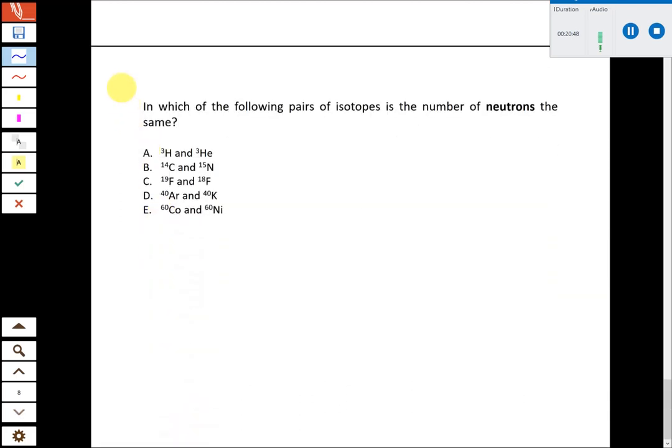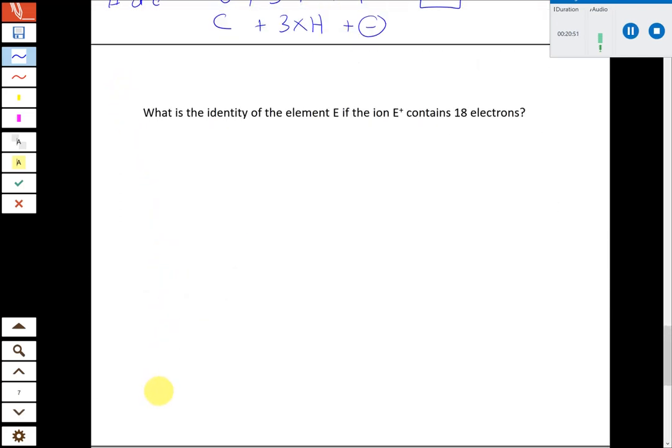All right, and then we have a couple other questions that I want to go over, that are also on the topic of counting subatomic particles. So we want to know, what is the identity of element E if the E plus ion contains 18 electrons? All right, so E plus, we have 18 electrons.